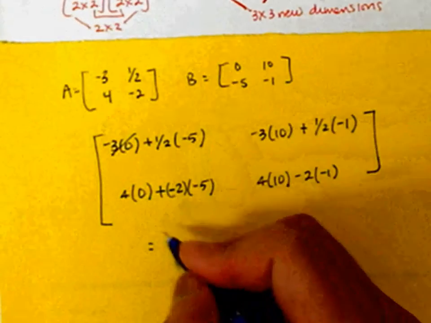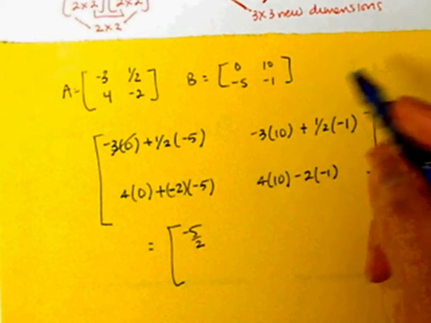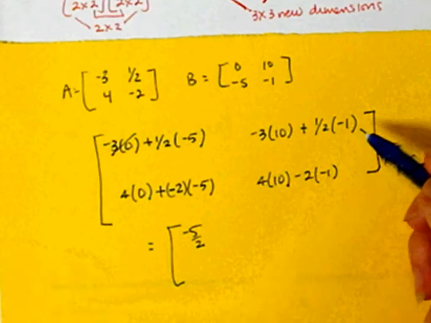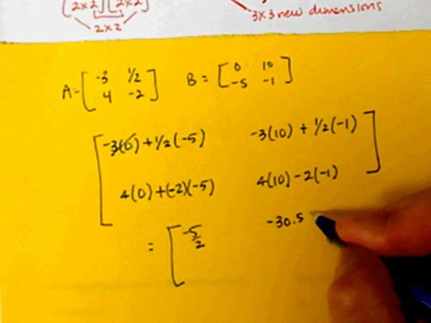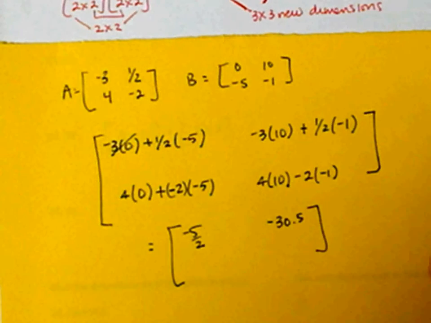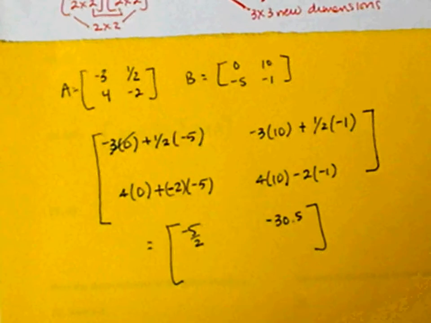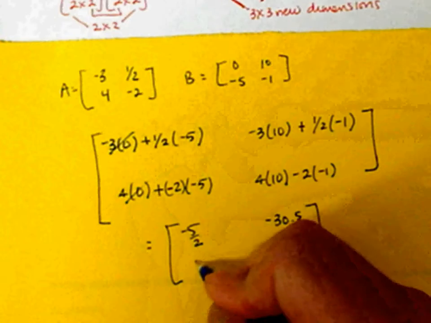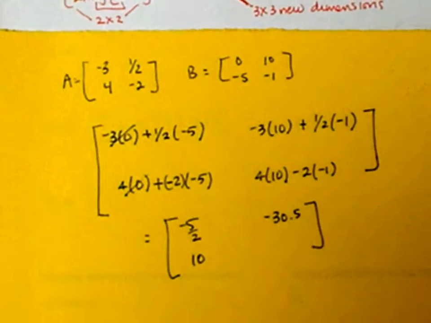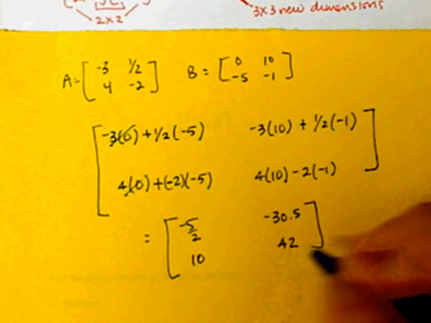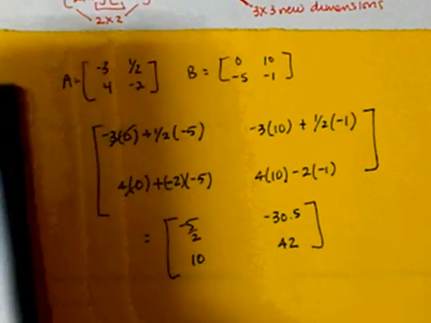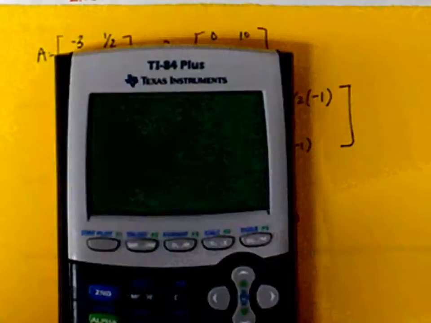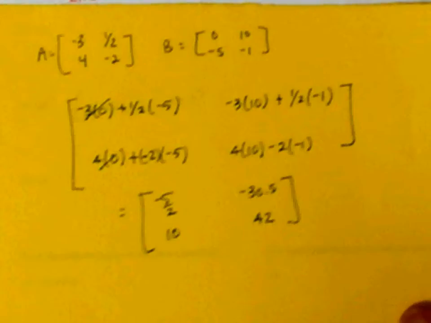That is 0, half of negative 5 is negative 5 over 2. Negative 30, half of that is negative 30.5. I'm just going to do that in my head right now, which is negative 71 over 2, okay? And here, that's a 0, so your second row, first column is going to be a 10, and that's 40 plus 2, so that comes out to be 42. And that's going to be your new matrix right there. Now, you can check your work on a calculator, okay? And I'll show you that in a little bit, but I want to show you how to do it.